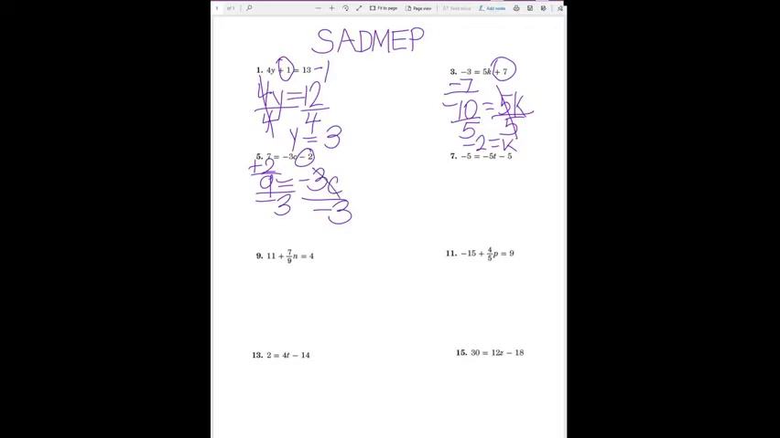The negative 3's will cross out on the right side. Bring down your variable C. Let's divide 9 divided by negative 3, and we will get negative 3. There's your answer. Negative 3 equals C.